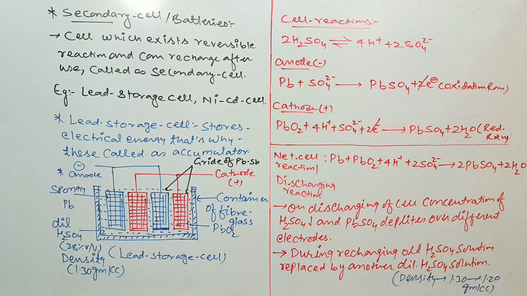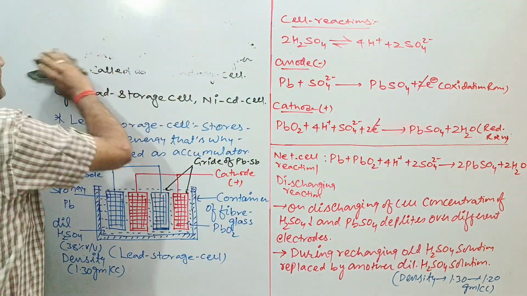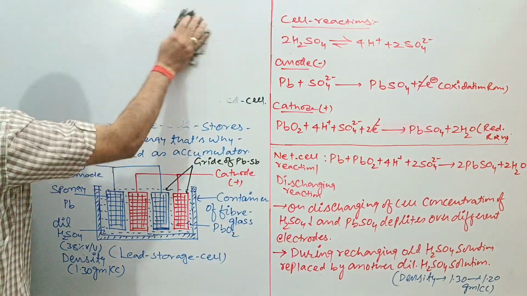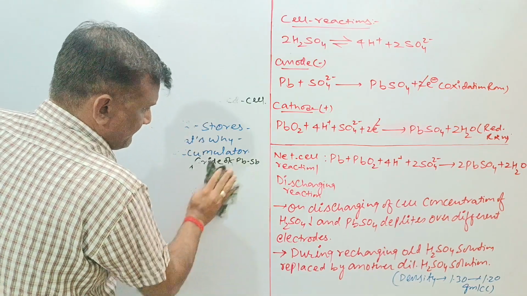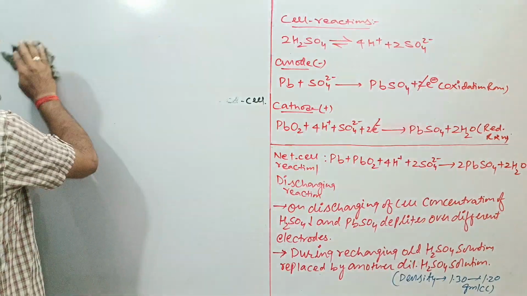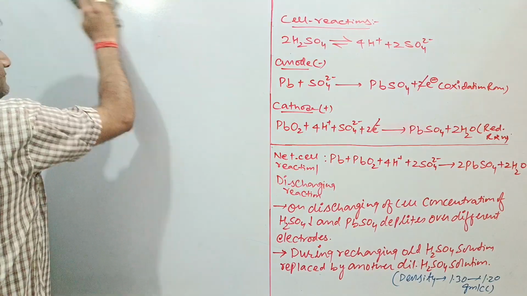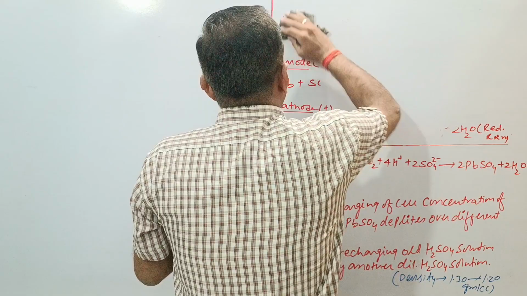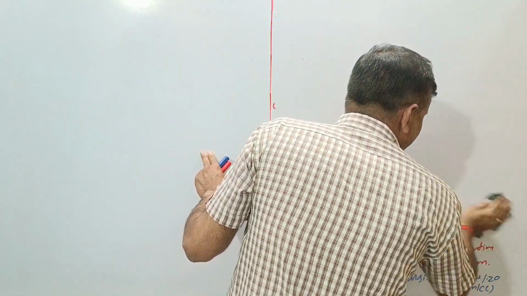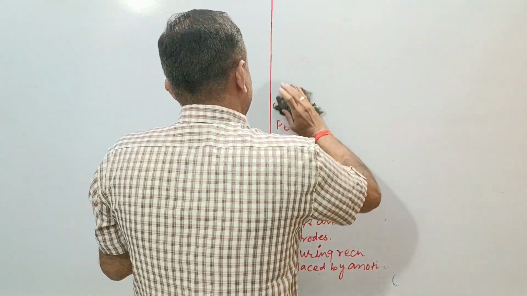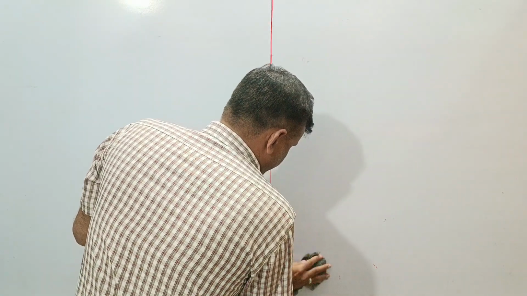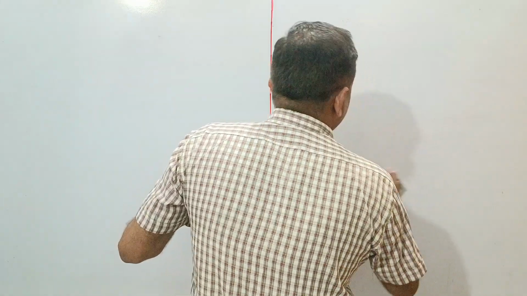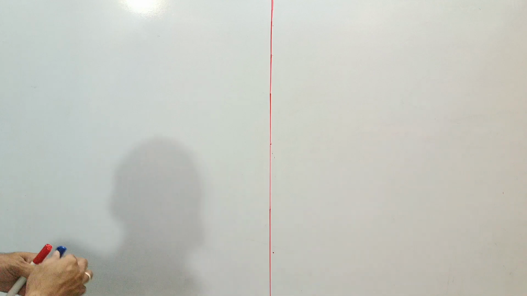Now the time to discuss further. What is that? Listen to me carefully. That is the recharging reaction. So now we'll go with the recharging reaction of the lead accumulator cell, or you can say lead storage cell. Before recharging, we'll go with the EMF also.